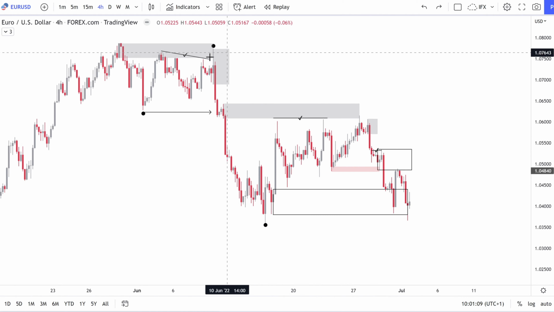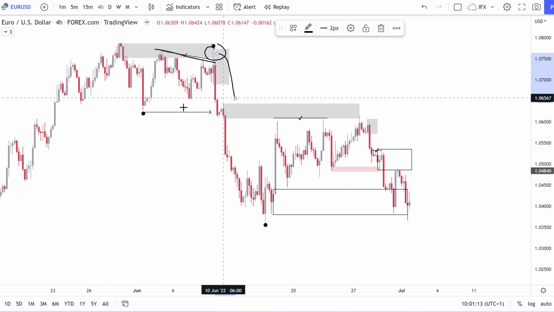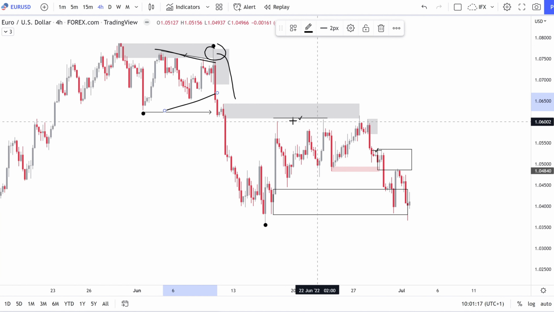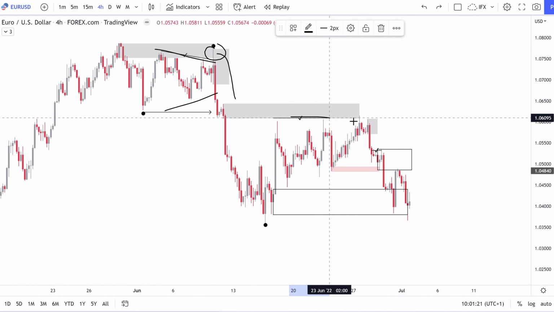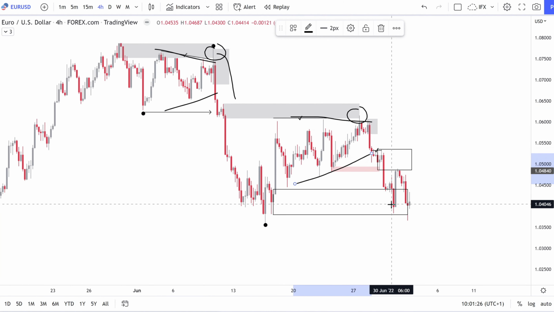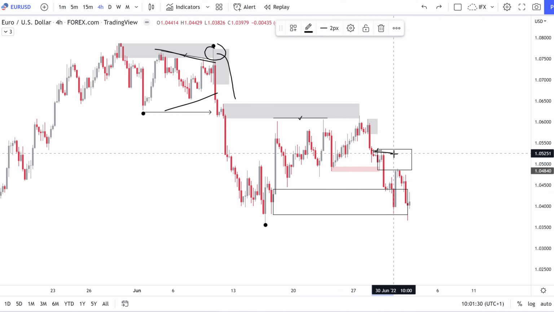Even if you look here, we swept liquidity. What do we do? We trade away from it. We trade towards calls. We come in here, we sweep liquidity again. What do we do? We trade away from it, towards calls. If you look at it from a granular standpoint, even here we sweep liquidity, and what do we do? We trade away from it.